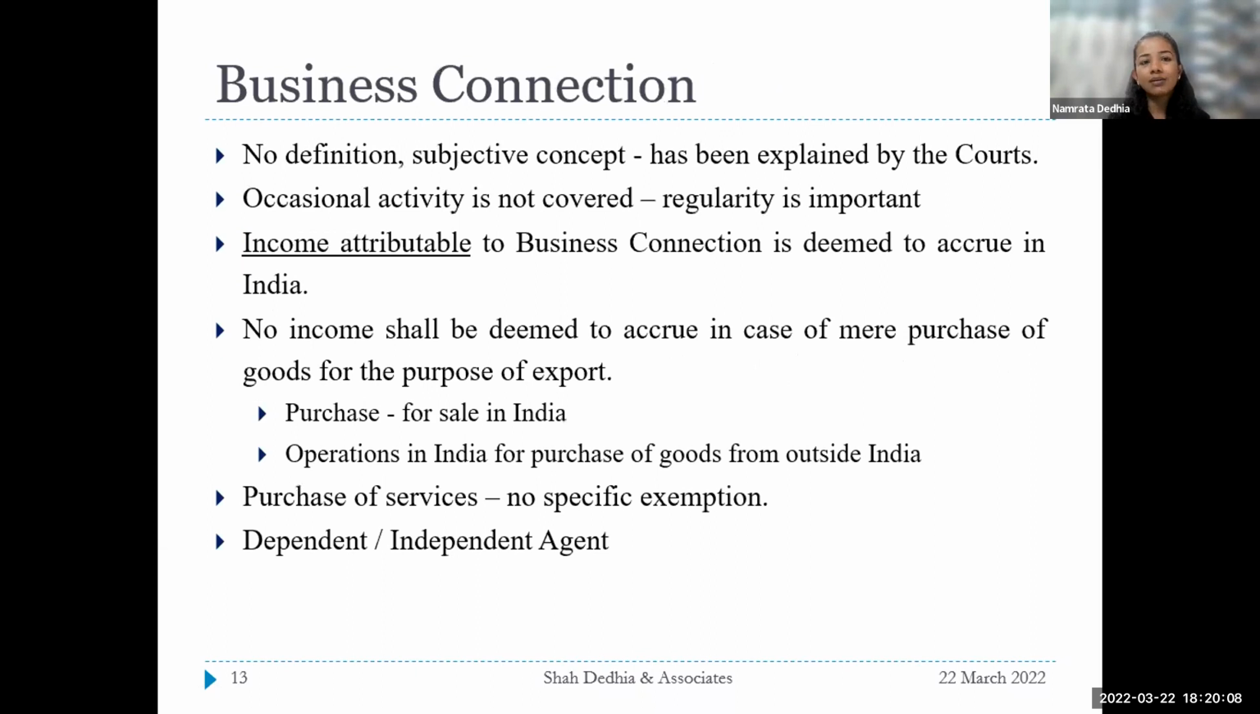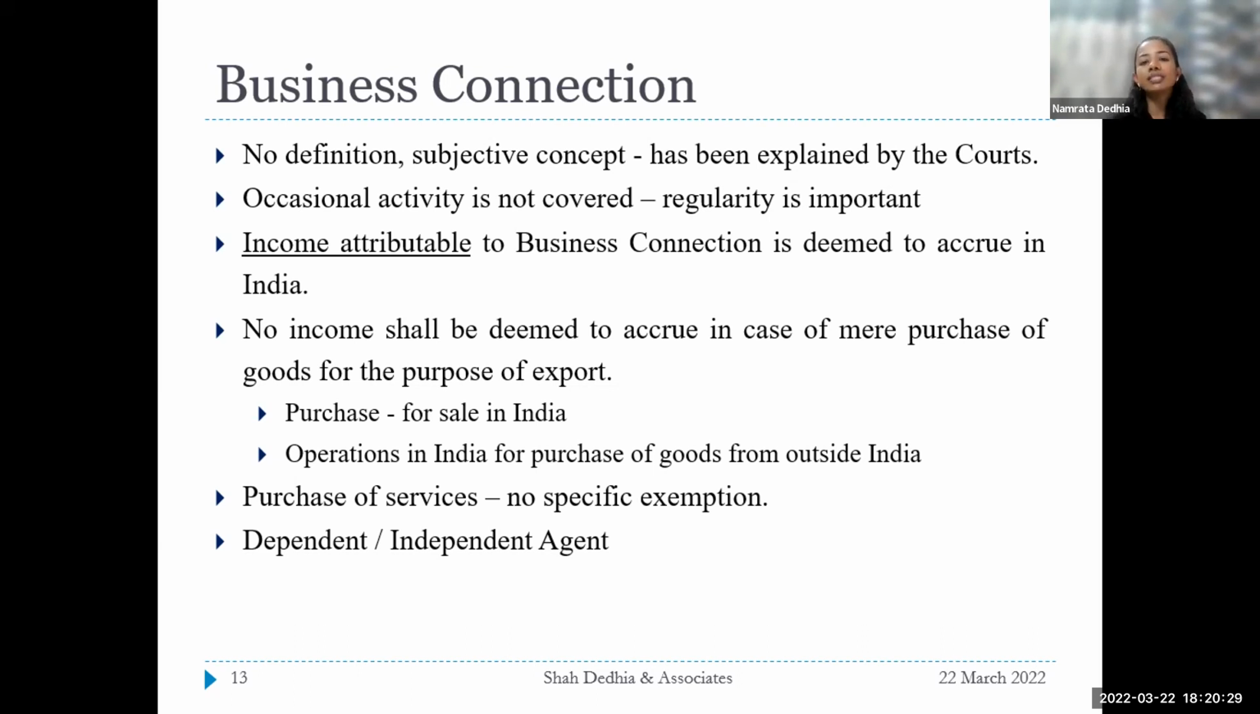There is no inclusive or exhaustive definition. There is no exhaustive definition of business connection. It is a very subjective concept which over time has been explained by courts. What is important is that because it is a business connection, the element of business should be there. Once in a while connection cannot be considered as a business connection.